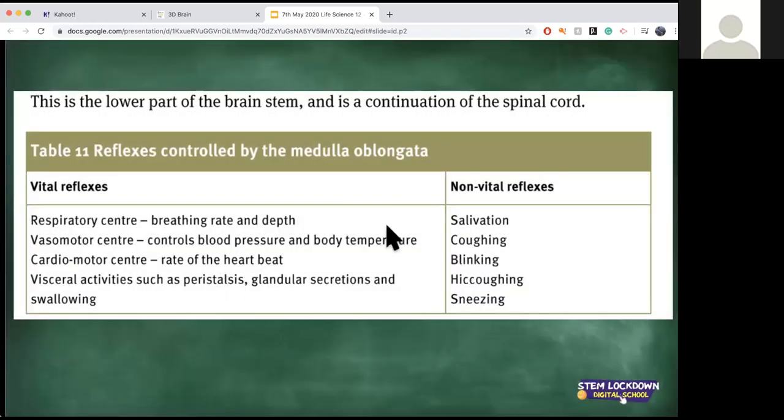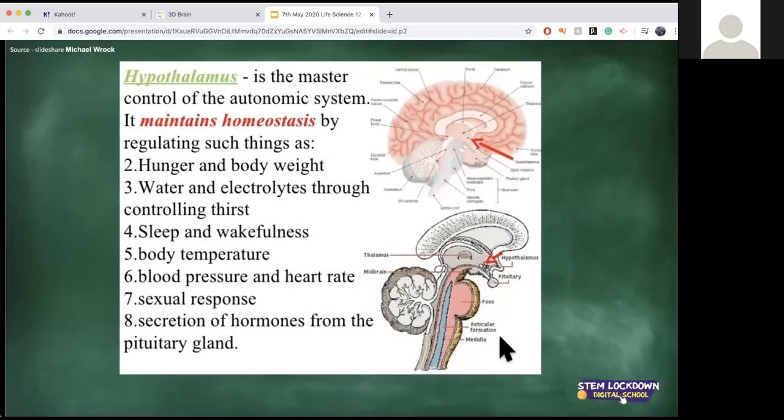So again, the vital reflexes, things that you need for life, are breathing, blood pressure, the temperature of your body, the rate of your heartbeat, your glandular secretions, peristalsis, swallowing. All of these things are managed by your brainstem. Non-vital things that you don't need to survive, salivation, coughing, blinking, hiccuping, sneezing, are all controlled by your brainstem or your medulla oblongata. And then the last thing you have is a hypothalamus.